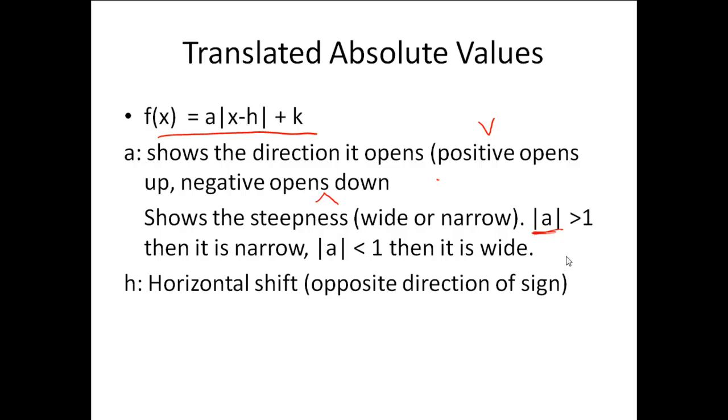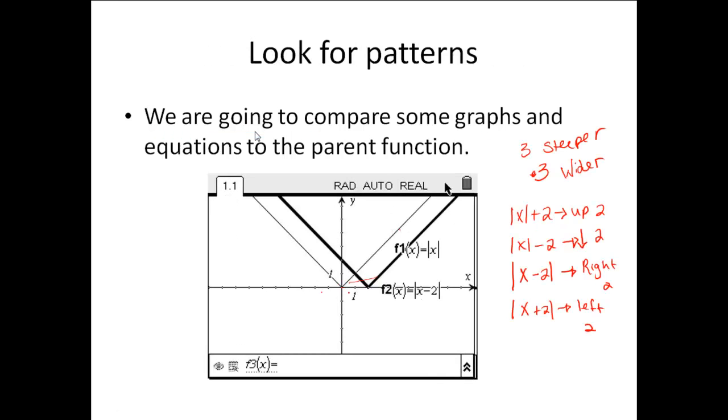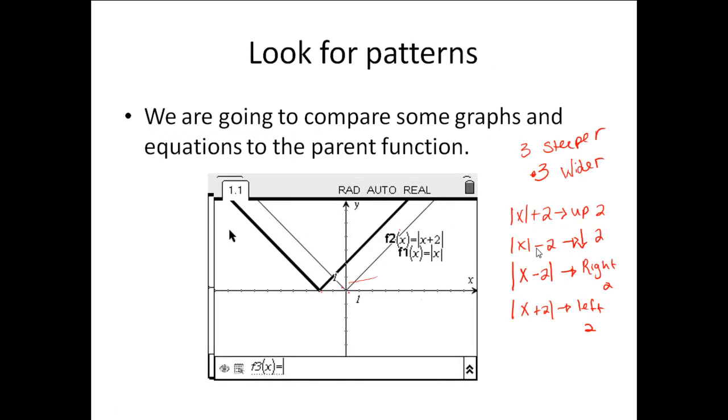Then the h is our horizontal shift. Now the h is the one that's inside the absolute value. And when it says it's in the opposite direction of the sign, if you look back to what we had right here, we had x minus 2. Now when most people see that, they're going to think of minus as moving to the left. Well, actually, it moved it to the right.